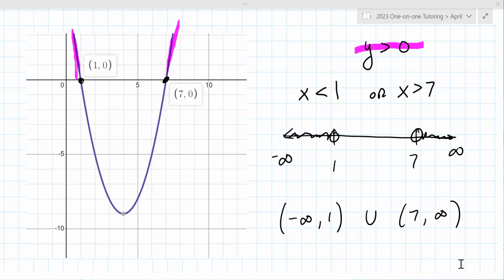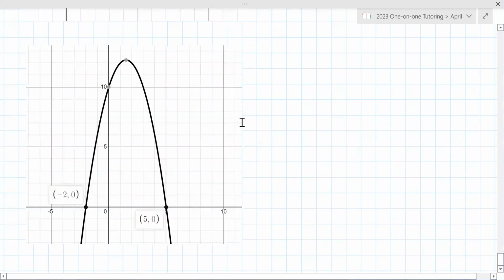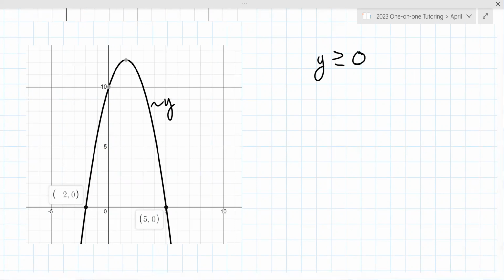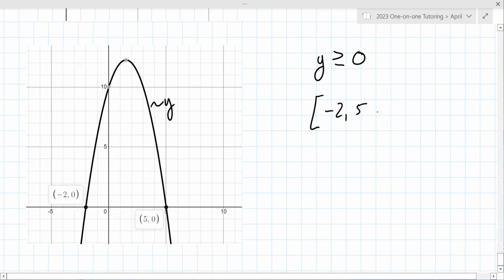All right, almost got it up. Okay. All right, so let's start with the easy one here. Where is y greater than or equal to 0? Where is it above the x-axis? -2 to 5. Okay, now, where is it less than 0? Where is it below? And the answer is everything but this.